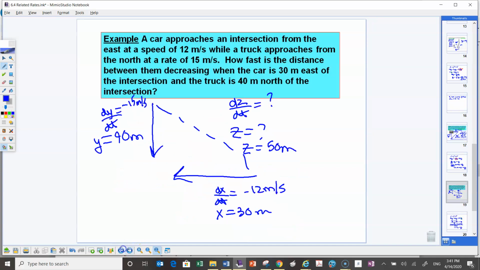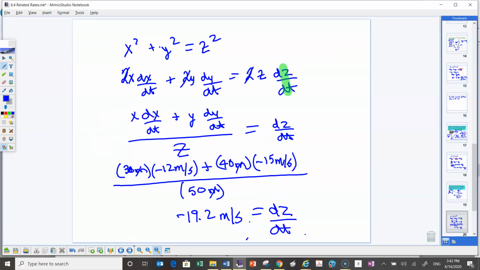So that means the rate of change of the distance between the two vehicles is negative because it's decreasing, and it would be 19.2 meters per second.